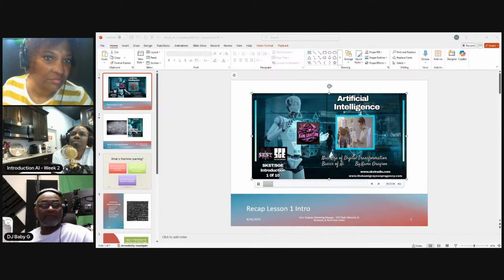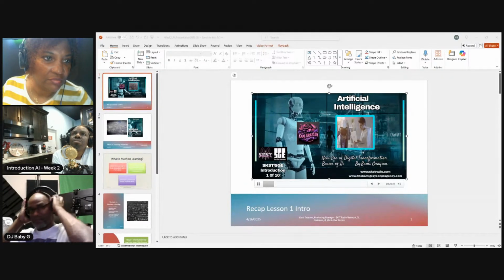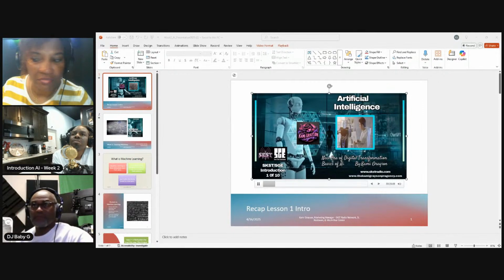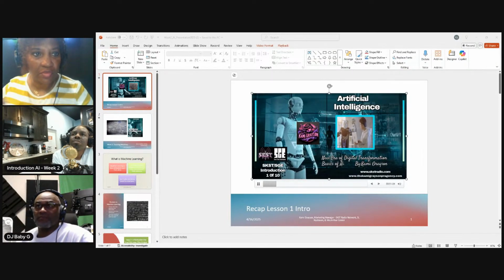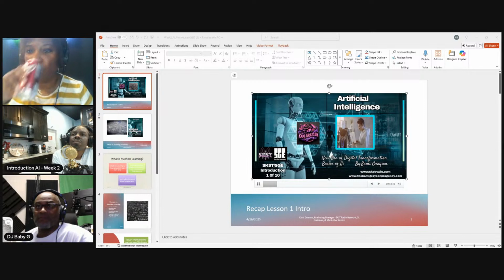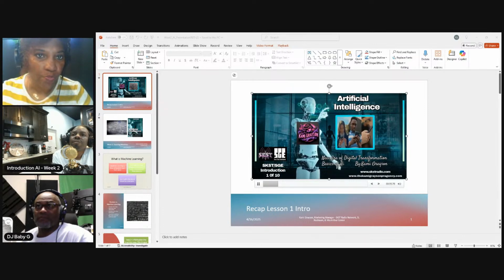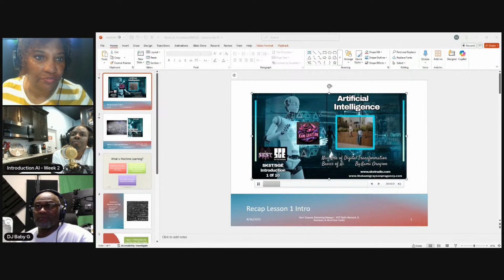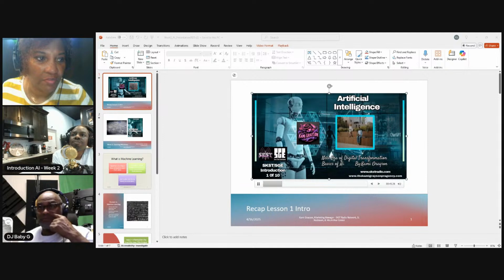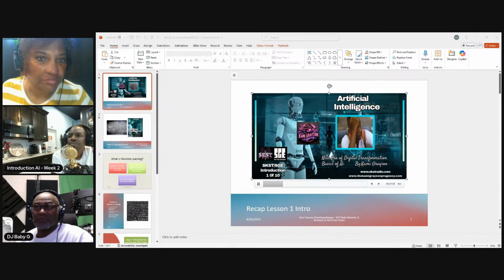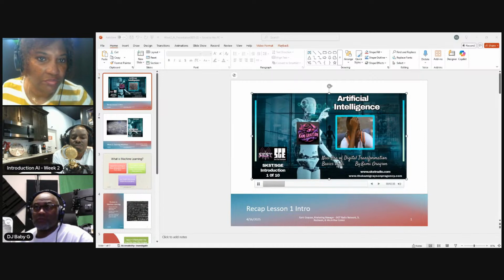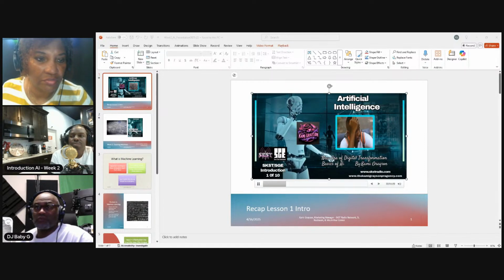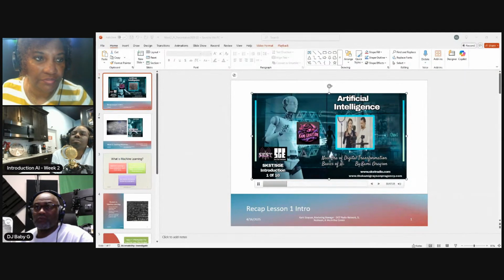Simply put, AI is the ability of a computer or a robot to perform tasks that typically require human intelligence. Think of tasks like understanding natural language, recognizing patterns, or making decisions. Essentially, it's like having a super smart assistant that never sleeps. Now, it's easy to feel a bit overwhelmed by AI, especially with all the technical jargon thrown around. But don't worry, I'm here to break it down for you.